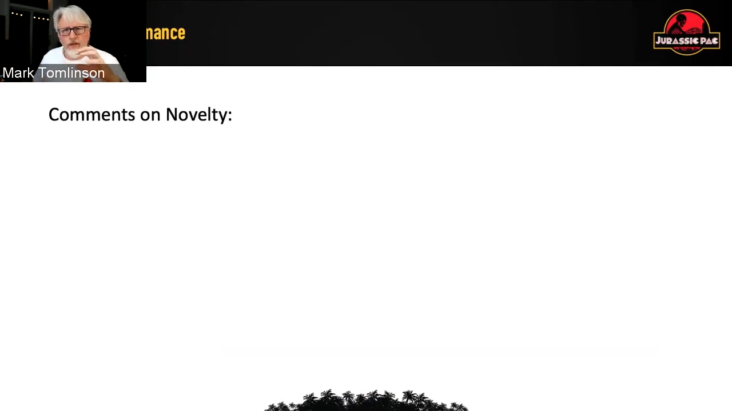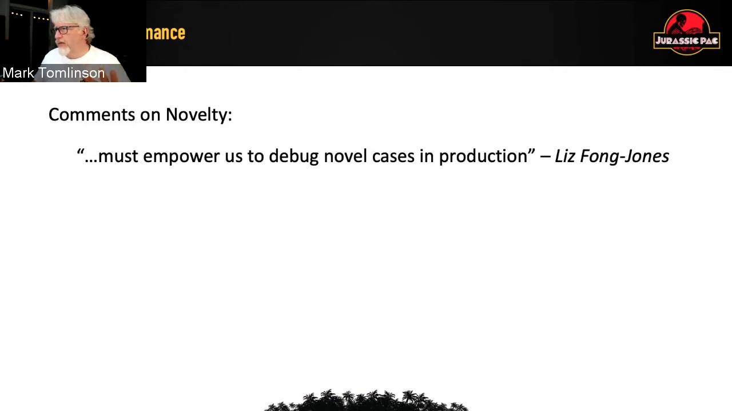The first one is this whole notion of novelty, which I want to explain for a second. Liz Fong-Jones says the observability of the system must empower us to debug novel cases in production. And novel meaning we didn't know beforehand that we needed to monitor that. Like a bridge, hey, we never foresaw 45 years from now that a car could weigh that much, or we would start using a bridge differently. Concrete's not designed for that, everything unravels from that.